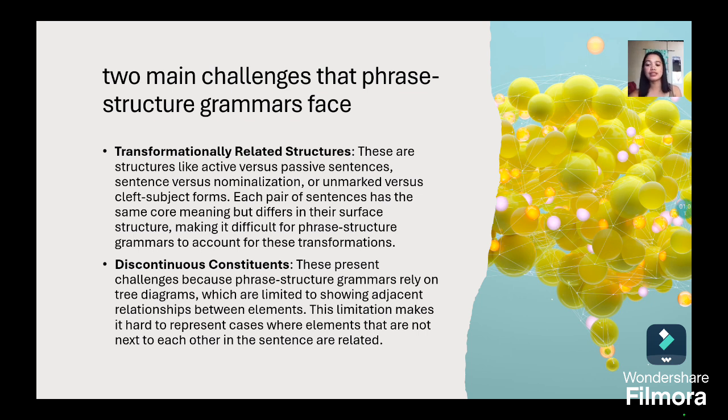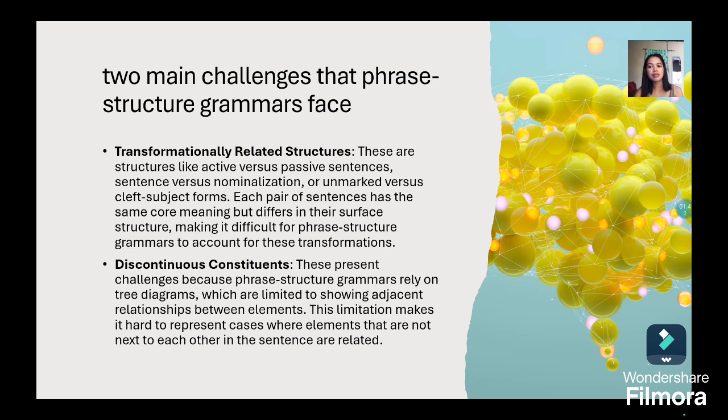The second one is the discontinuous constituents. This presents challenges because phrase structure grammars rely on tree diagrams, which are limited to showing adjacent relationships between elements. The limitation makes it hard to represent cases where elements that are not next to each other in the sentence are related. So, those are the two main challenges that phrase structure grammar faces.